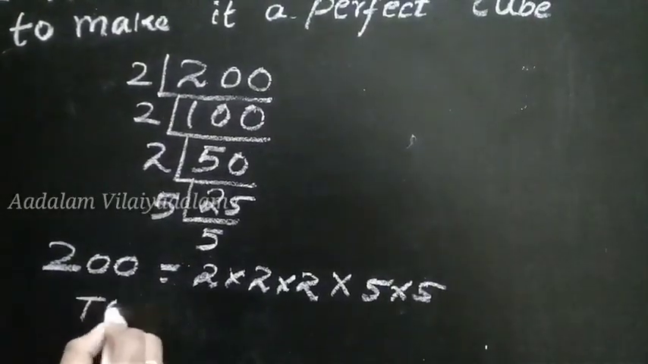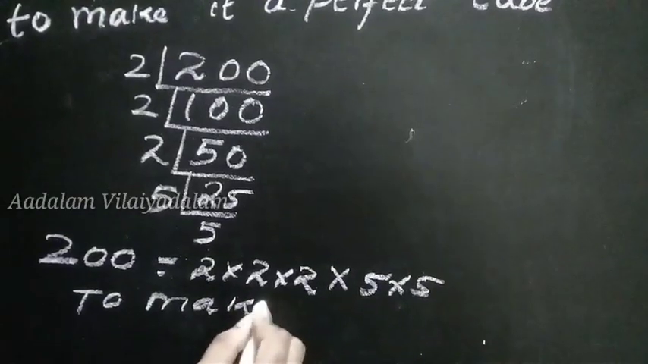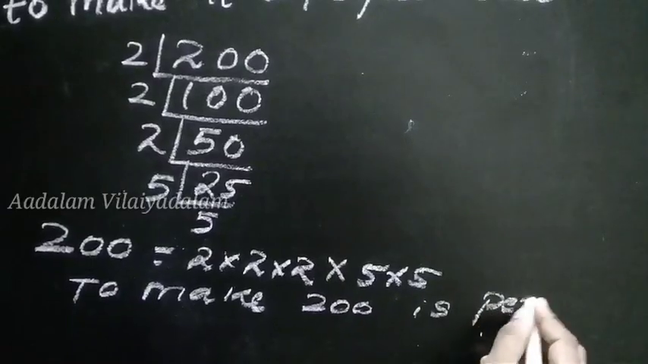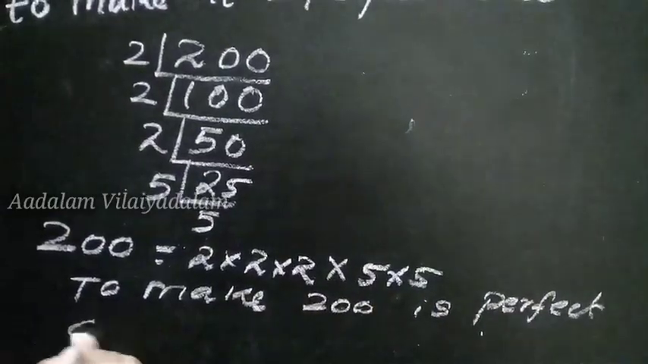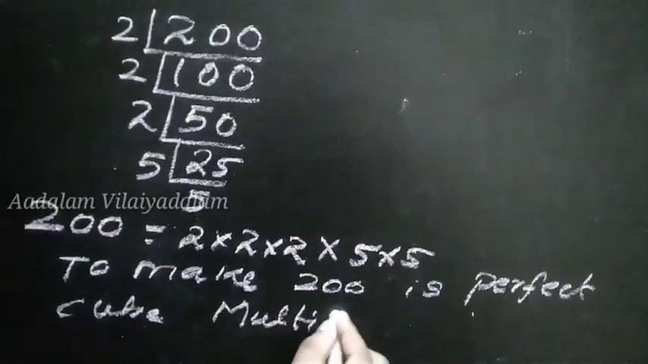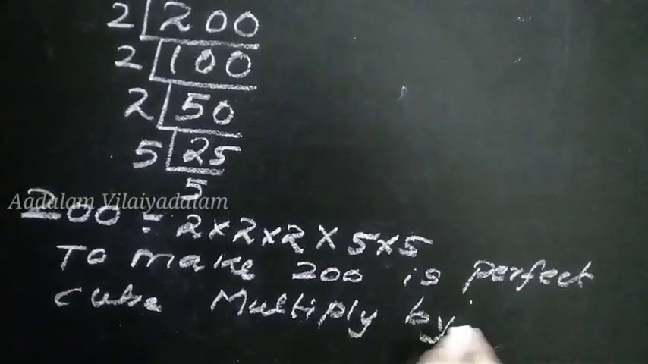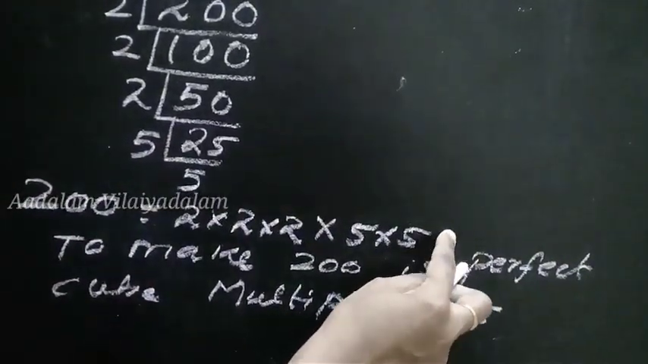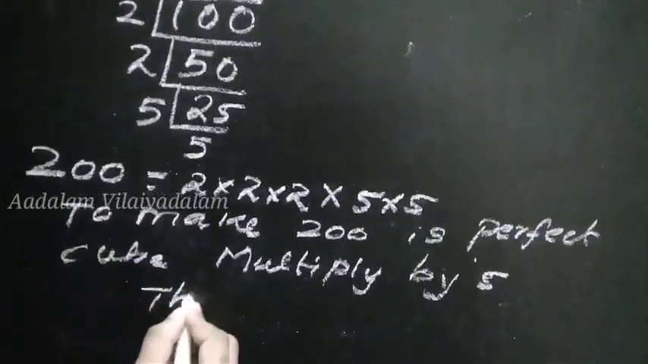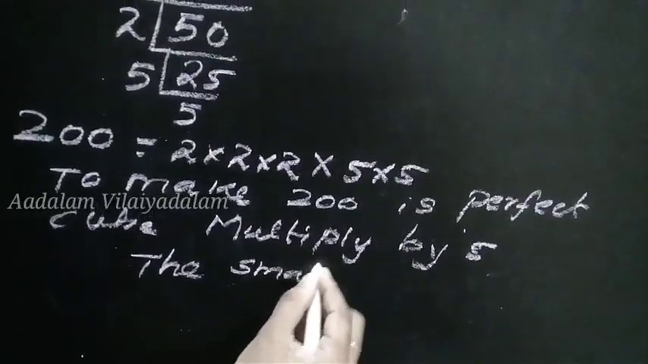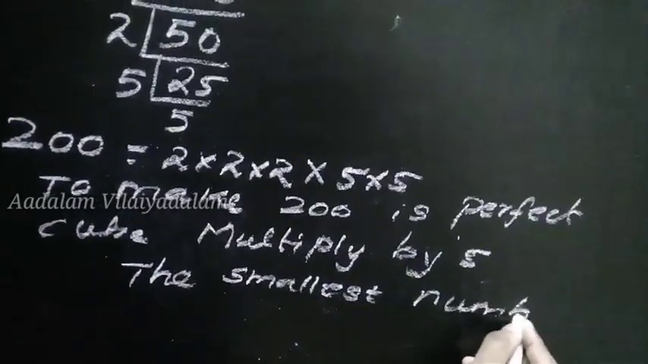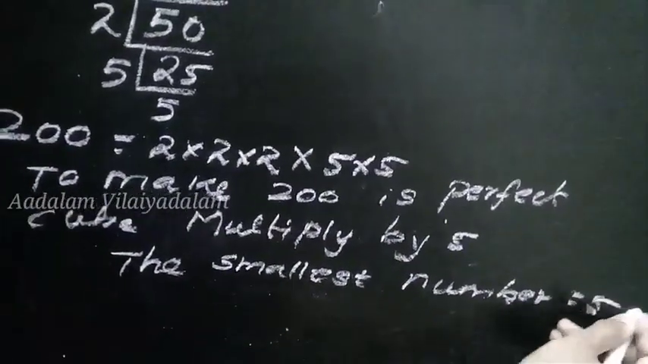Therefore, to make 200 a perfect cube, multiply by 5. Here only 1 5 is missing. So multiplying by 5 makes it a perfect cube. Therefore the smallest required number is 5. 5 should be multiplied.